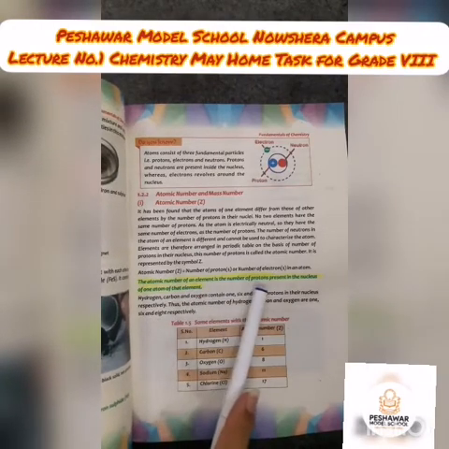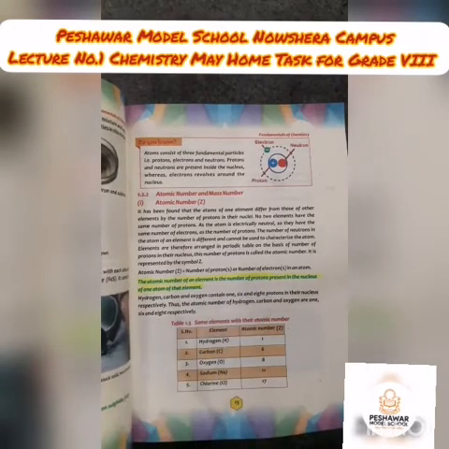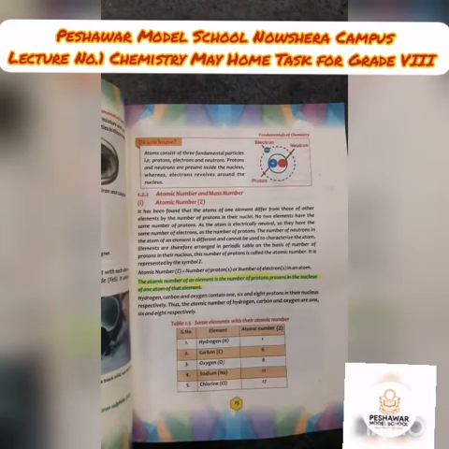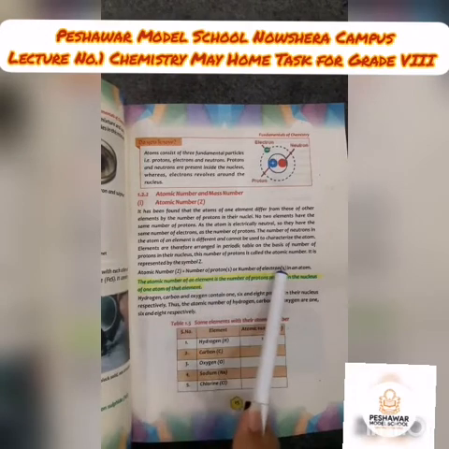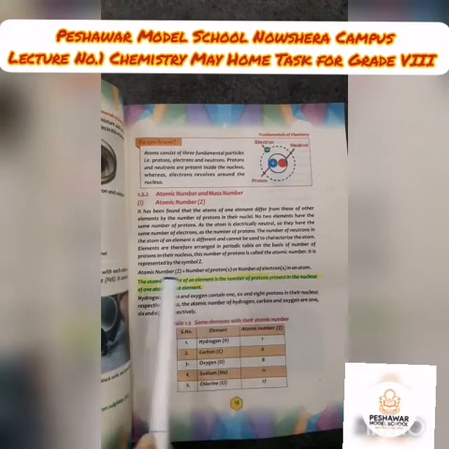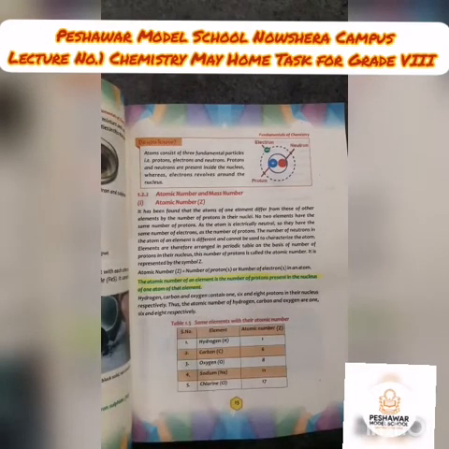Atomic number means number of protons, that is, how many protons are present in an atom. We identify the atom by its atomic number, by its number of protons, because the number of protons in all the atoms of an element is fixed, and the number of protons in an atom is always equal to the number of electrons. If one proton is present in an atom, it means that it has atomic number 1.